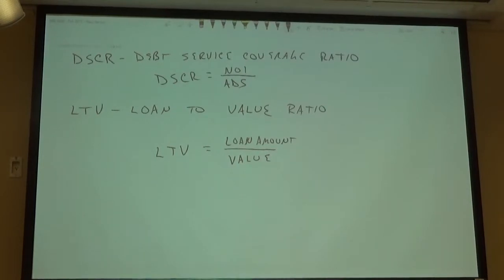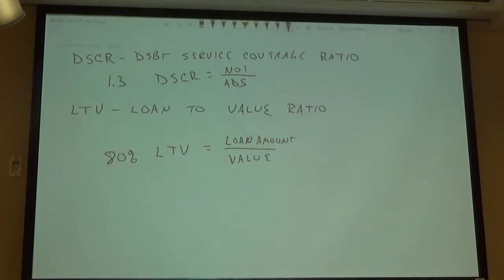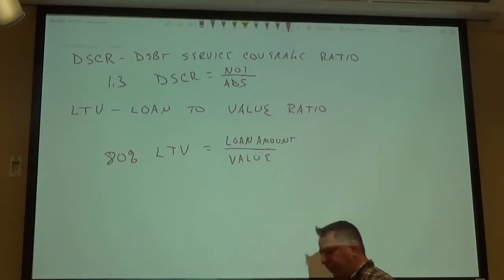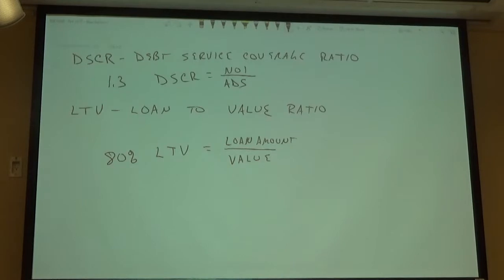So let's say, as I think I mentioned a while ago, that you have a lender who said their debt service coverage ratio was 1.3, and a loan to value ratio of, let's say, 80%. Let's work with those numbers for a second. 1.3, net operating income divided by annual debt service. Let's take a look here.